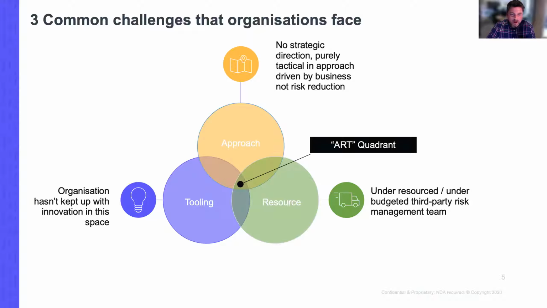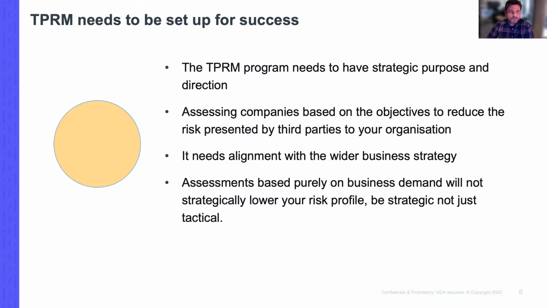But that ARC quadrant, if you don't have the right strategy in place, if you haven't adopted the right tooling and you're not optimizing your resource, and I use optimizing because why ask for more people when ultimately you haven't optimized your tooling? If you have those three things, then it's almost the perfect storm, and you're going to have a challenge doing third-party risk management correctly, or being able to advise the business in the right way. So if you're in that ARC quadrant, your priority today is how do I get out of that? And hopefully we can help give you some answers to that as well.